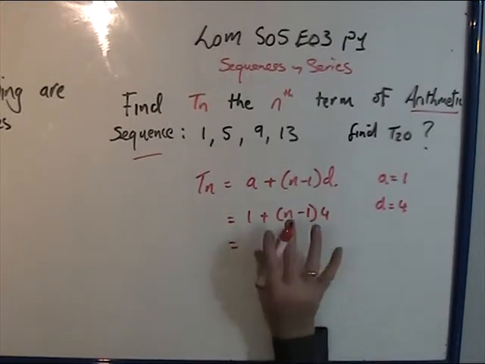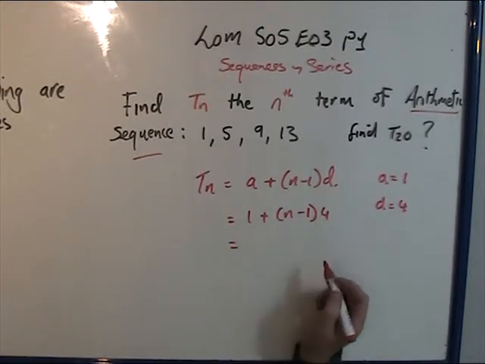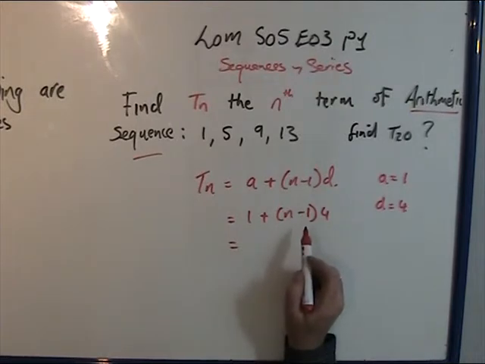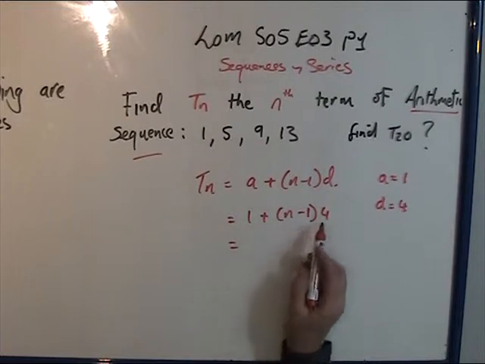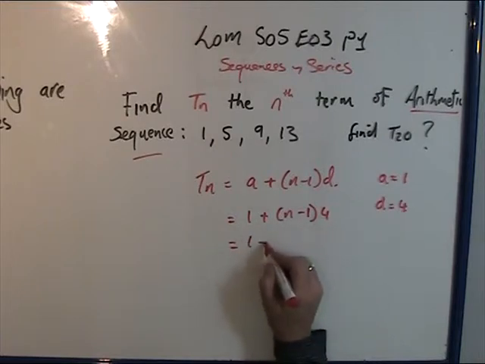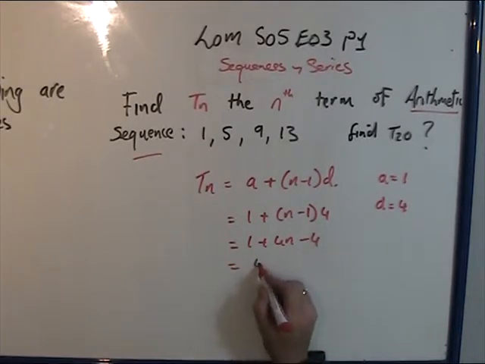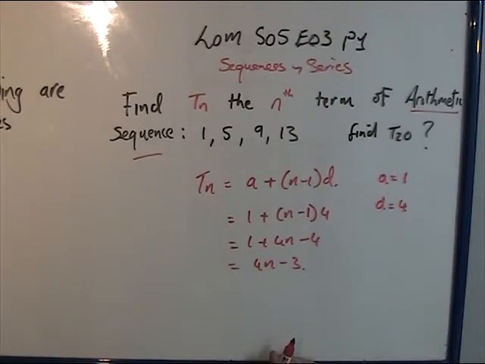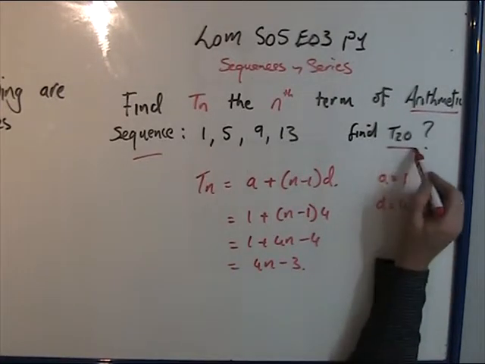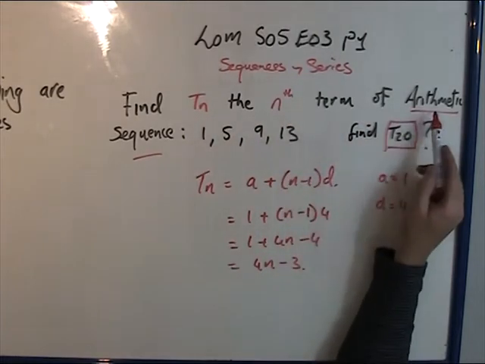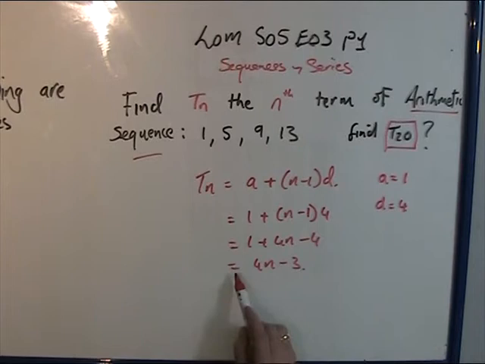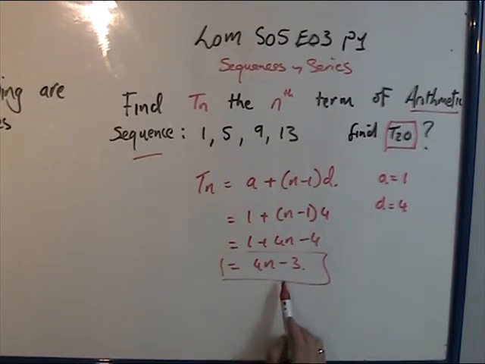So we're really narrowing down and simplifying our formula for this sequence. We've got 1 plus (n minus 1) multiplied by 4. That's 1 plus 4n minus 4, which is equal to 4n minus 3, whichever way you want to look at it. Now it says find t of 20. So this is how we've simplified the nth term of this sequence.